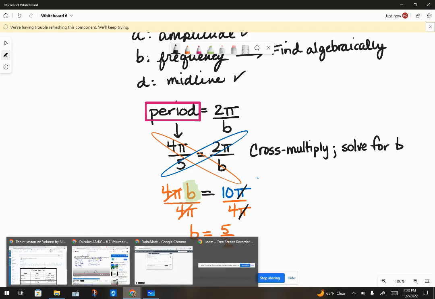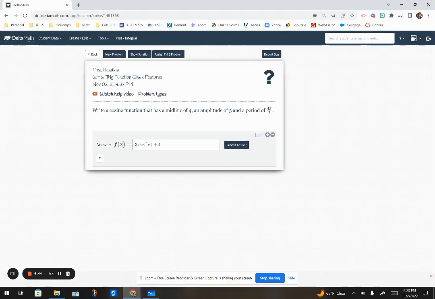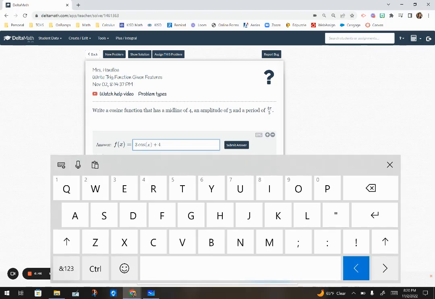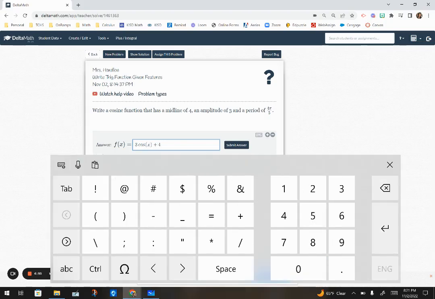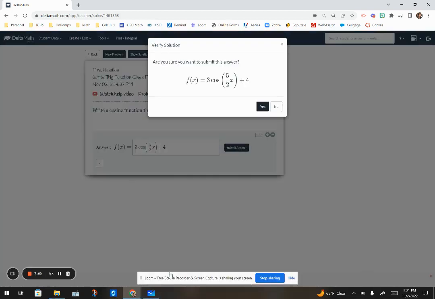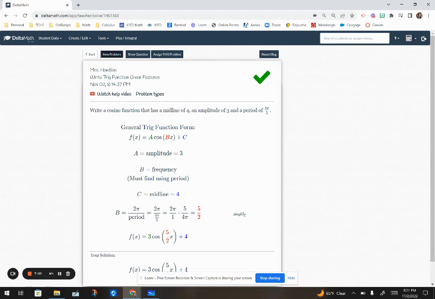So I come back over here, and I am going to backtrack here and type 5 over 2. And then I'm going to submit my answer, and there's my answer, it is correct. Okay, so that's how you do that first part.